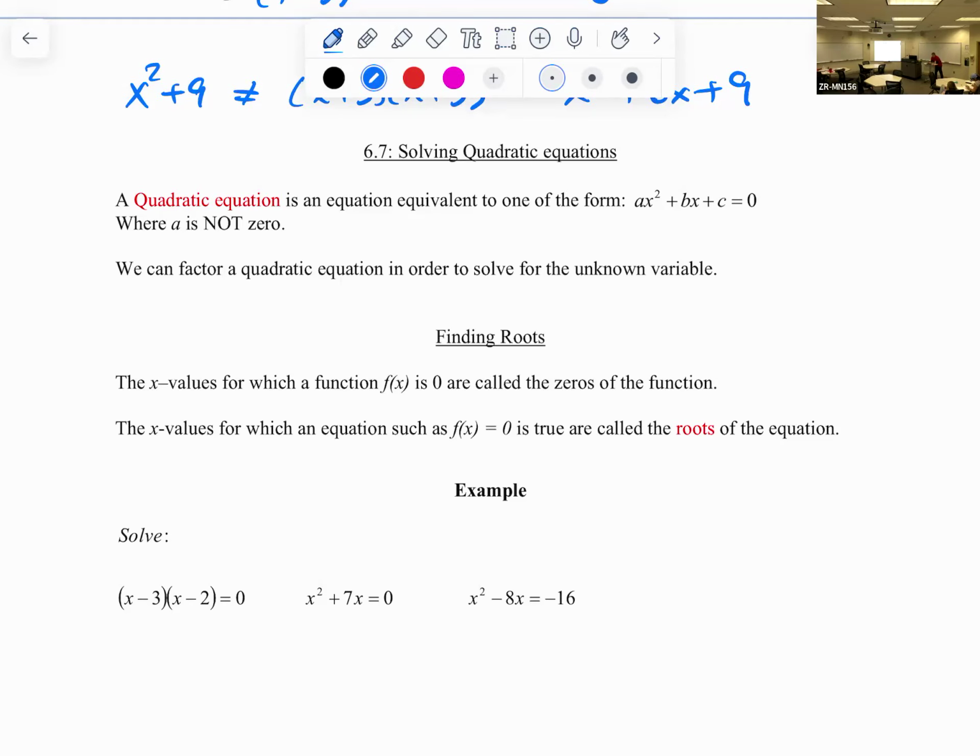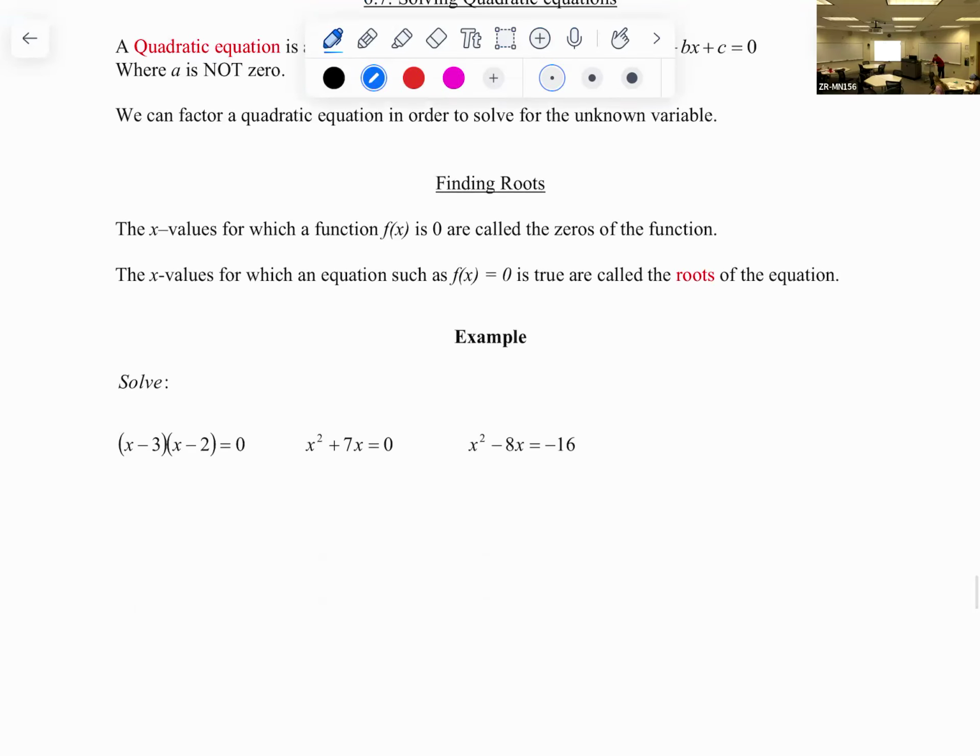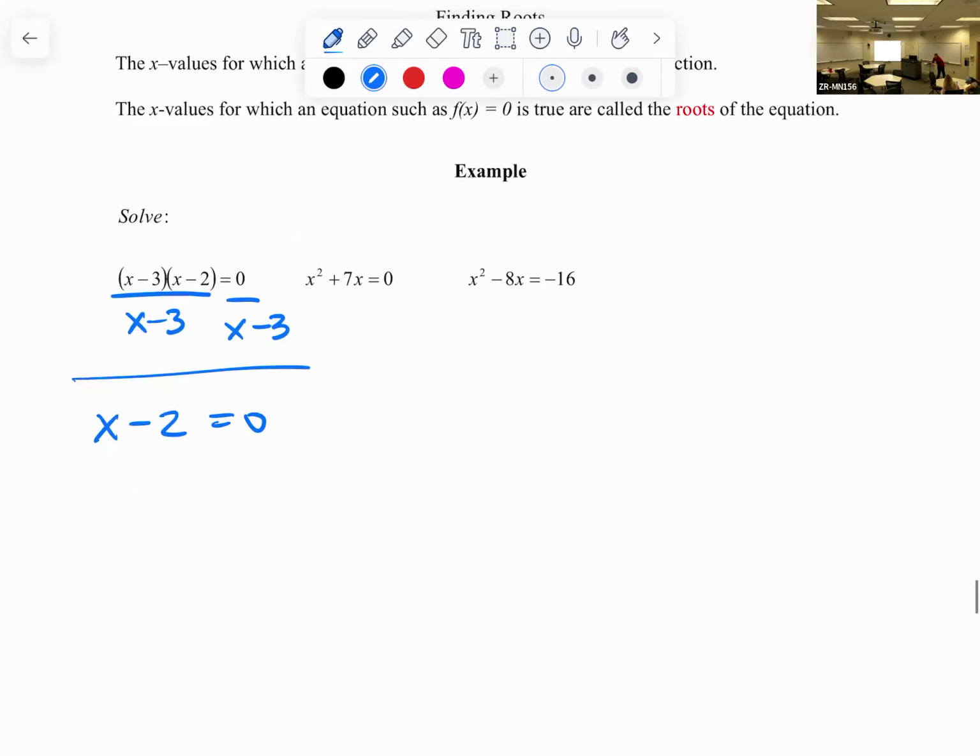What's known as the zero product property? When you have something factored, what that means is the equivalent of multiplying it or dividing it by that term, and 0 divided by anything is 0. So the idea here is that I divide the left side by x minus 3, then I divide the right side by x minus 3. That leaves me with x minus 2 equals 0, and I can solve that really easily. Add 2, add 2, x equals 2.